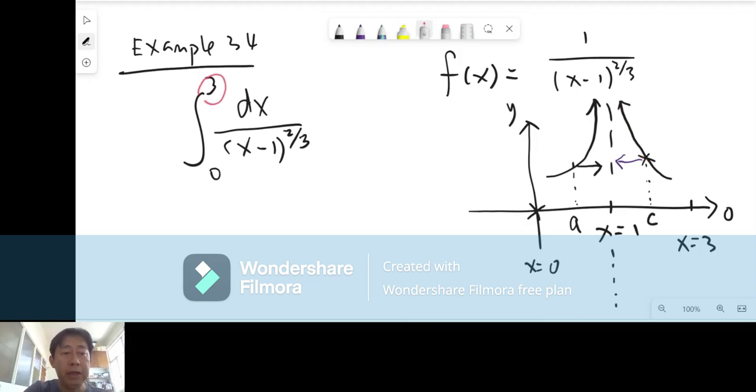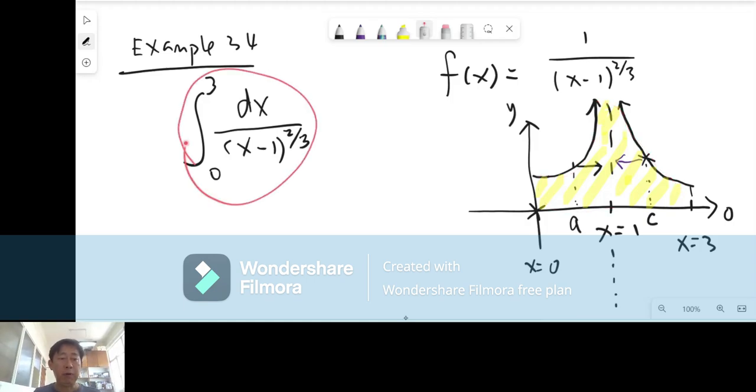The improper integration from 0 to 3 represents the area under the curve of the function f bounded between x equals 0 and x equals 3. So roughly it is represented by the shaded area in yellow. The area under the curve being considered, which is equal to the improper integration, is it finite or is it infinite? This is the question we are going to answer in this video.